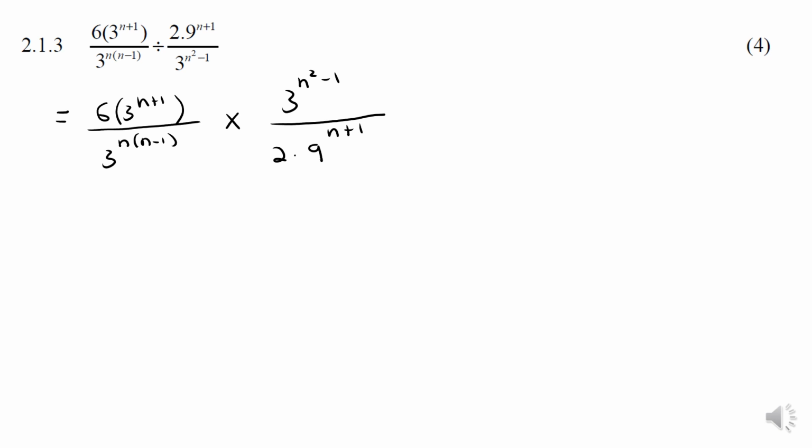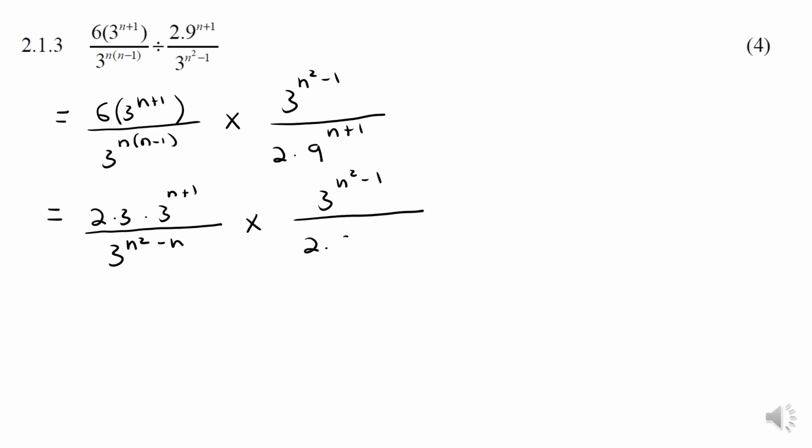And then I'm going to change every number that is not a prime number into its prime factors. So I have 2 times 3 to the power of n plus 1. I'm also going to expand the brackets. So I have 3, and then n times n is n squared. n times negative 1 is negative n, times 3 to the power of n squared minus 1 over 2 times 3 to the power of 2, but the 2 needs to multiply with the n and the 1. So I have 2n plus 2.